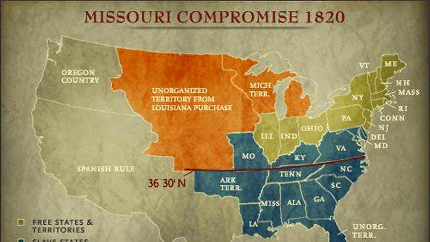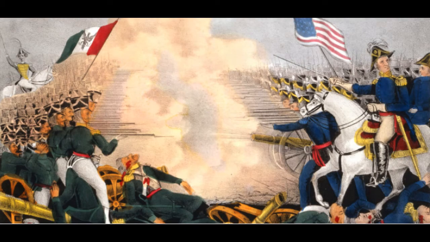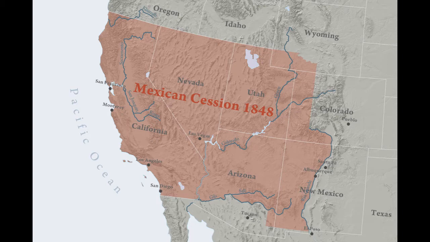But Congress included in the compromise a resolution to restrict the slave industry to south of Missouri at longitude 36°30'. You can see here on the map. Well, that compromise became a problem after the Mexican-American War of 1846 through 48. The United States won the war and acquired new lands in the West that are now New Mexico and California.